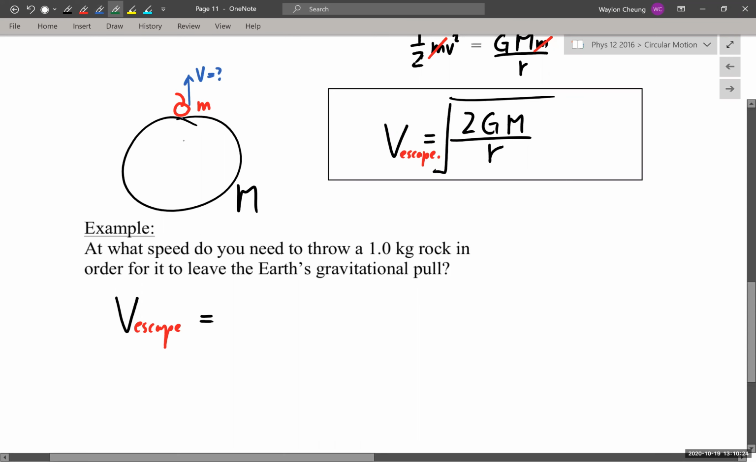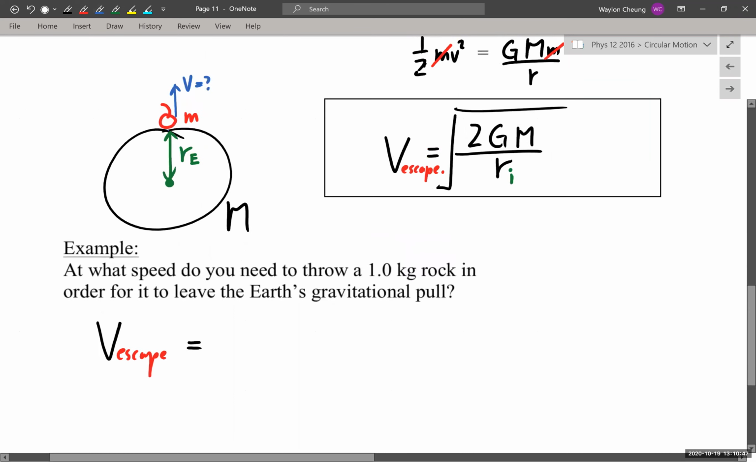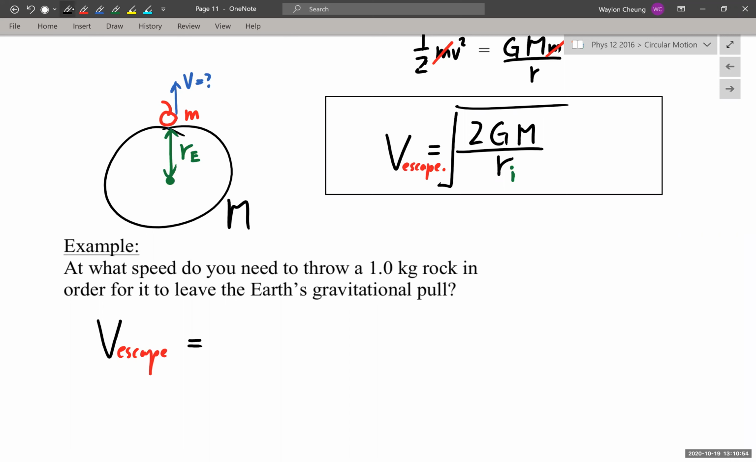We are escaping from the surface of the Earth, so the distance is the radius of the Earth in this case. We can escape from places that are further away, and then we don't have to be going as fast. This is your initial distance from the center. If you're standing on the surface, then your initial distance from the center is the radius of the planet.